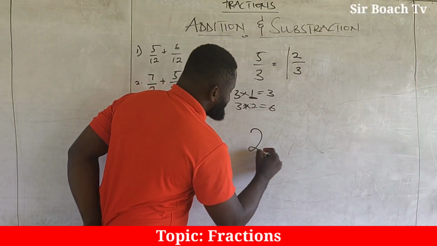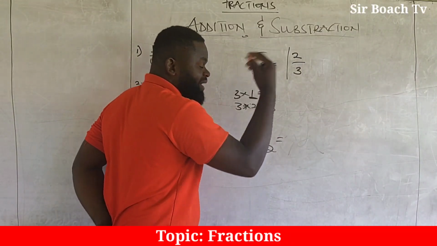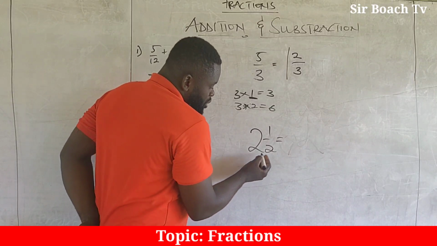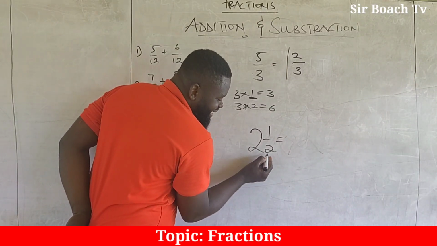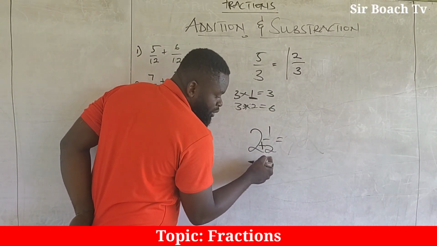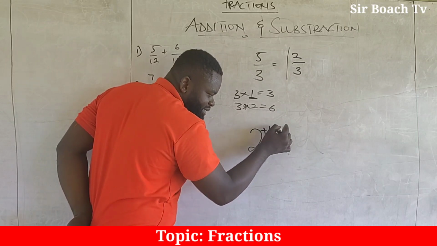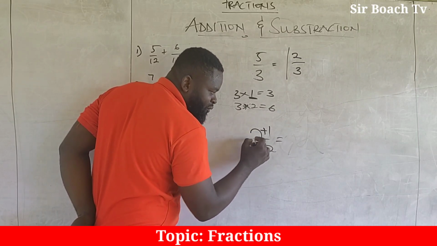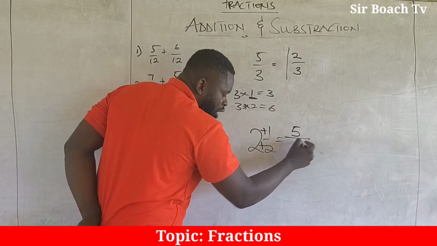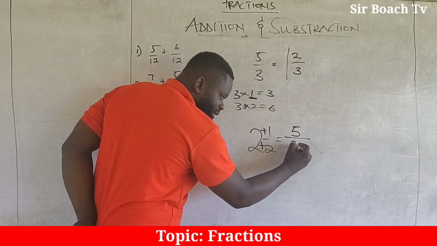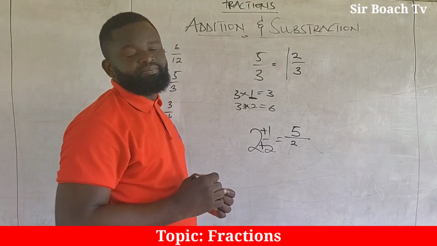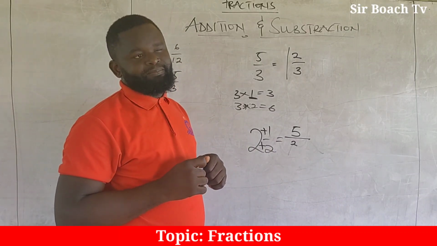If we have 2 whole number 1 over 2 and we are converting to an improper fraction, what do we do? We multiply the denominator here by the whole number, like this. We multiply this and this. The answer that we get, we add it to this. So 2 times 2 gives me 4. 4 plus 1 gives me what? 5, all over the denominator here, 2 again. So simple like that.